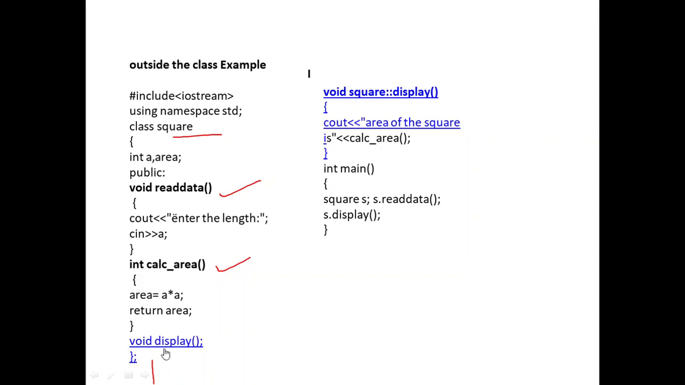For that we have to use the scope resolution operator, that is outside the class, void square, scope resolution operator, that is the class name, and display is the function name. Now we have to define this, and then square s, s dot read data, s dot display, and here we will get the output. So the void display function is outside the class. The class ends after the semicolon, and then display is defined here along with the scope resolution operator. So this is the example of outside the class. Okay, thank you.